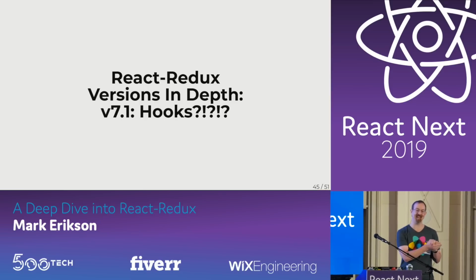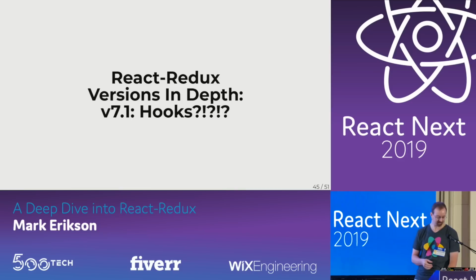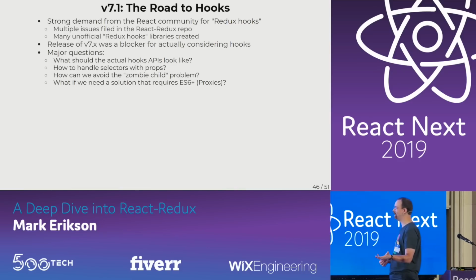When hooks first came out, the React hooks FAQ said that other libraries might want to provide their own hooks, like maybe some kind of a useRedux hook or something like that. And so like 30 seconds after the announcement, issues were being filed on the React-Redux repo saying, when are you going to give us hooks? But we had to get this version 7 done and out the door before we could even really consider what a Redux hooks API might look like. So there was very, very strong demand from the community.